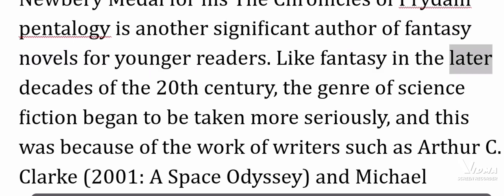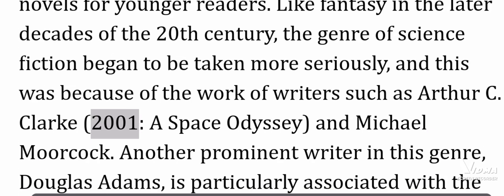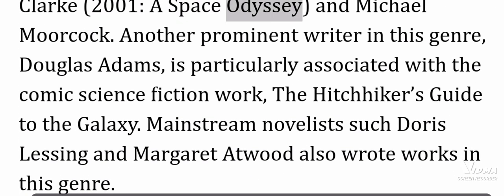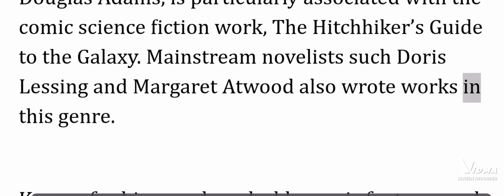Like fantasy, in the later decades of the 20th century the genre of science fiction began to be taken more seriously, and this was because of the work of writers such as Arthur C. Clarke, 2001: A Space Odyssey, and Michael Moorcock. Another prominent writer in this genre, Douglas Adams, is particularly associated with the comic science fiction work, The Hitchhiker's Guide to the Galaxy. Mainstream novelists such as Doris Lessing and Margaret Atwood also wrote works in this genre.